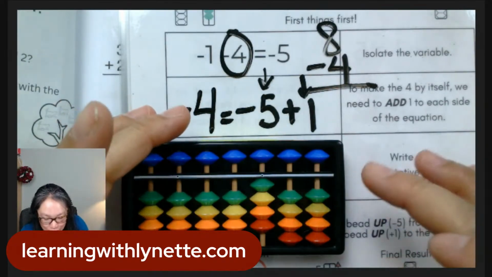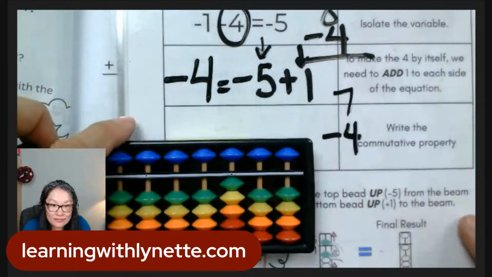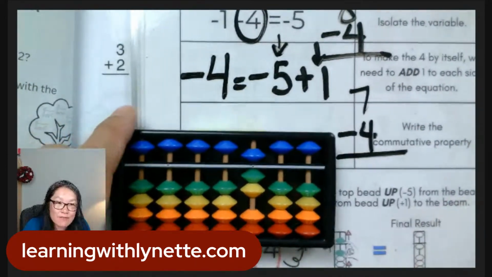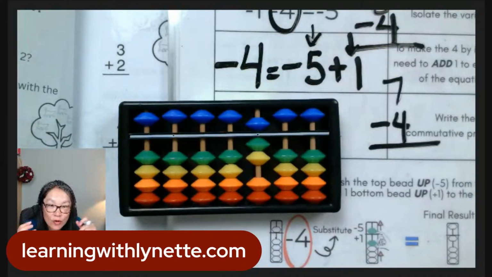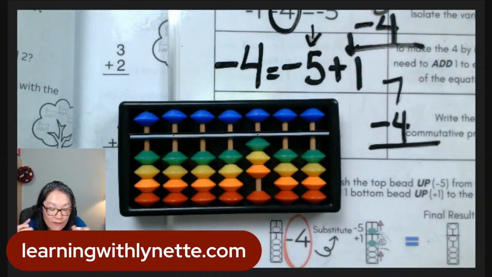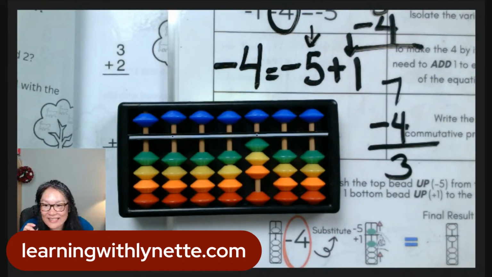Does that make sense? So we can do it again. If I have 7 minus 4, what are we going to do? I have 7. I want to minus the 4. If I can minus the 4, what do I do? Minus the 4 is what? Minus the 5 plus the 1. So my final answer is 3. How are we doing? Does that make sense?